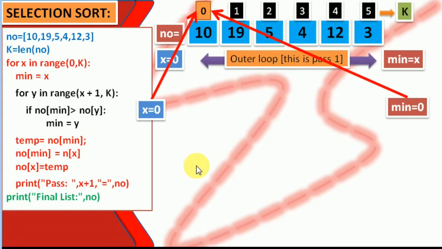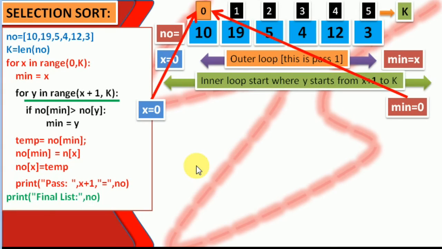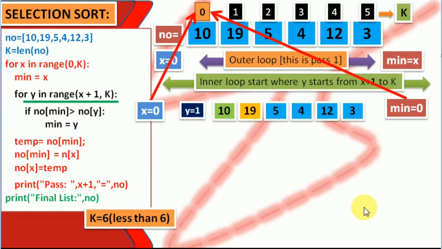Now the inner loop starts, and what is the value of the inner loop? It starts from x plus 1. So when we say x plus 1, y is going to start from 1. Why? Because x is 0 and 0 plus 1 means 1. So y starts from 1. And where is the minimum set? At 0. x is also at 0.